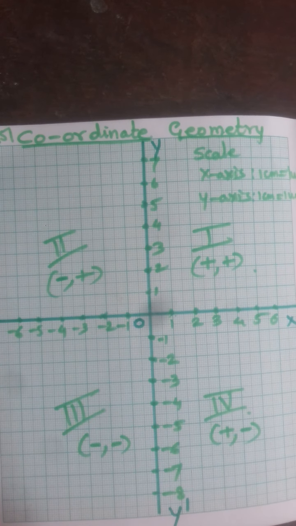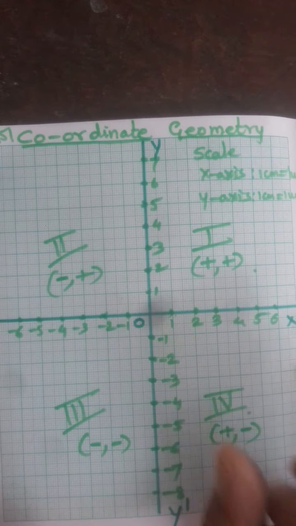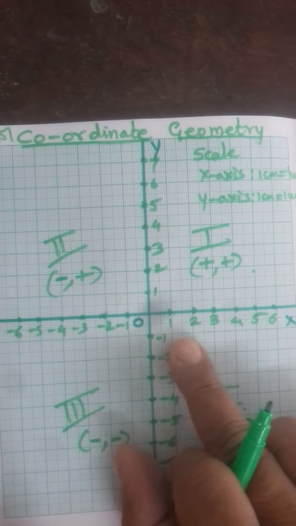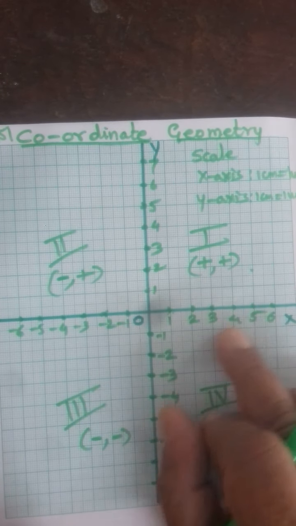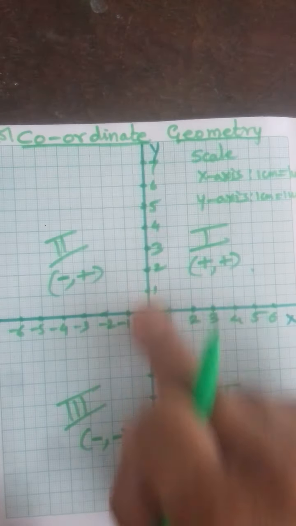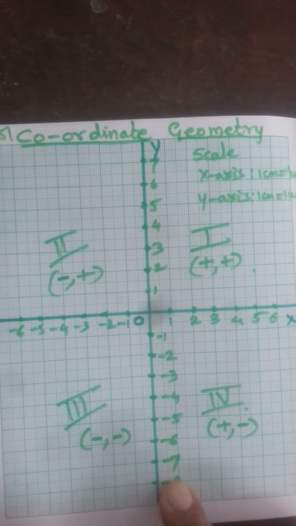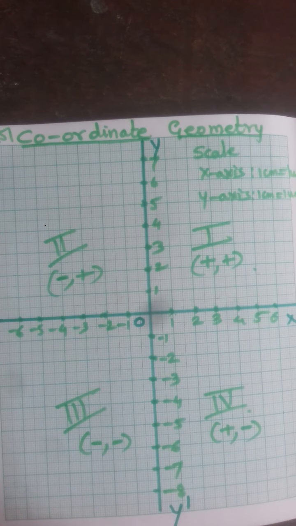While writing the coordinates of any point, always first write the x coordinate and then the y coordinate. And remember, x coordinate is called the abscissa, y coordinate is called the ordinate. On the x-axis, the y coordinate is 0. On the y-axis, the x coordinate is 0. This we shall see in the next class.